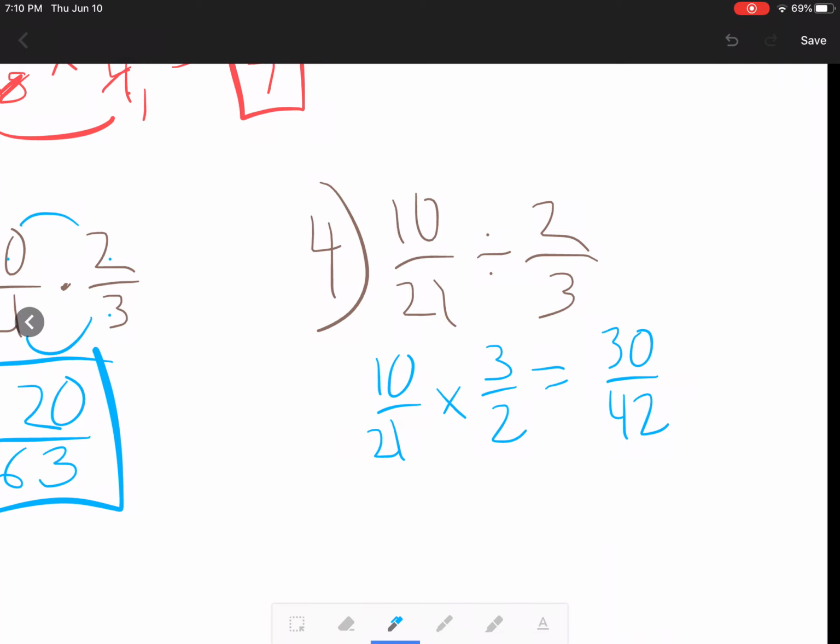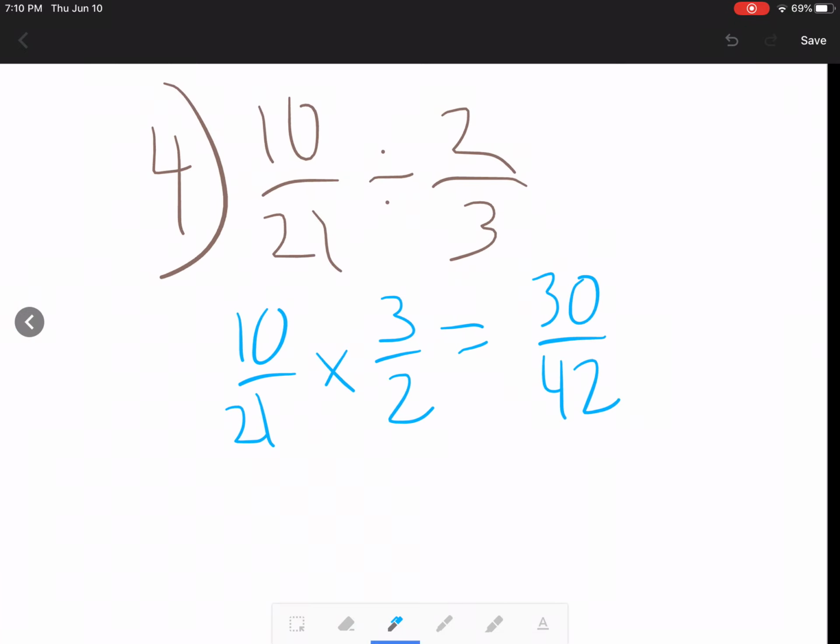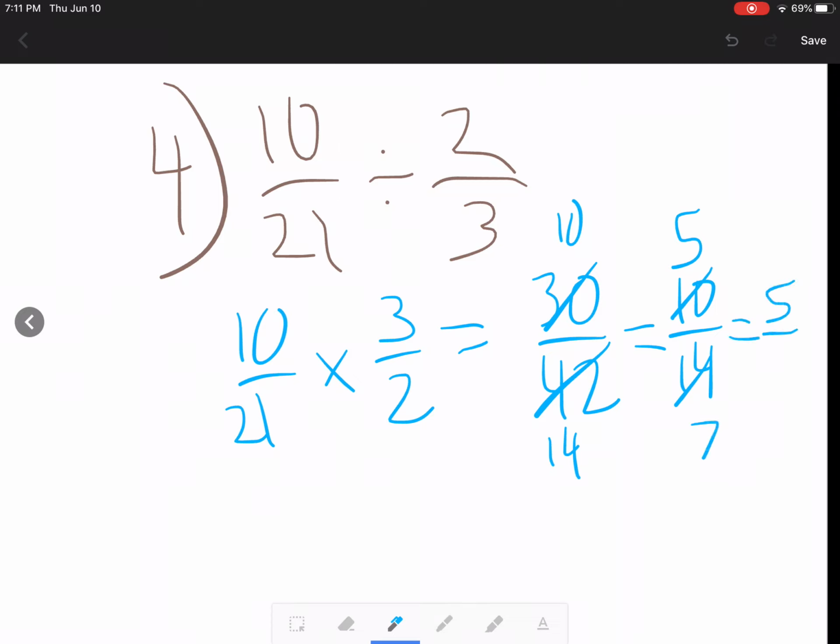Now, even if I didn't simplify at the beginning, I should be looking at this number and be like, man, that number looks a little too big. Like, I think I can reduce it. And I can. I can definitely take out at least a 3 in both of these. So if I take out a 3, that will give me 10, and then that would give me 14. So now I'm looking at 10 over 14. And then I can keep going. I can take out a 2 in both of these. So if I take out a 2, I'll get 5 over 7. And then that's as far as I can go.